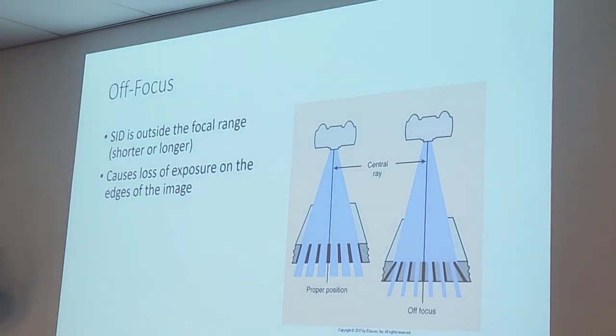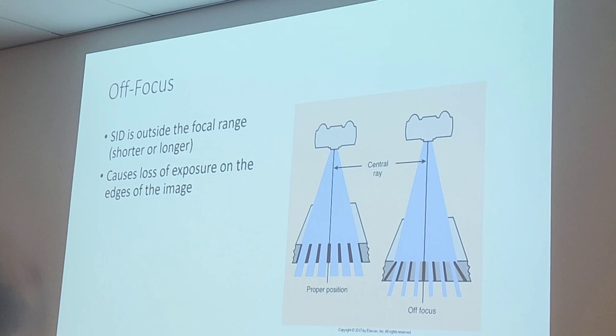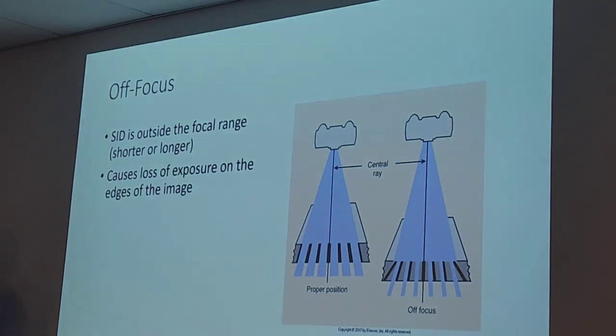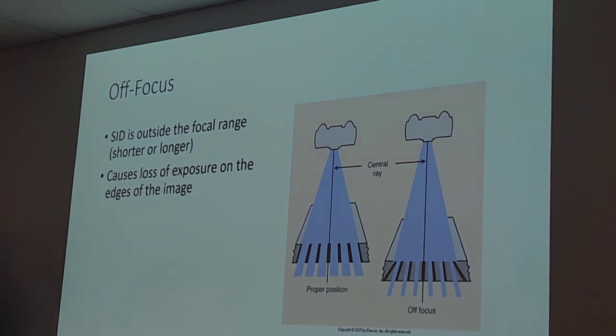Okay. So are we okay with these four grid cutoff artifacts? Once again, we have upside down: edges white, center dark. We have off level: the grid is angled or the tube is angled in the wrong way, and the whole image looks more white. We have off center, where the beam is just not centered to the focused grid. The whole image looks kind of white, but it looks whiter when it's away from the central ray. The area of the central ray looks a bit darker, the area without the central ray looks a bit whiter. Finally, we have off focus. Off focus is when you're at the wrong SID for the grid. So the edges look white, the center looks dark.